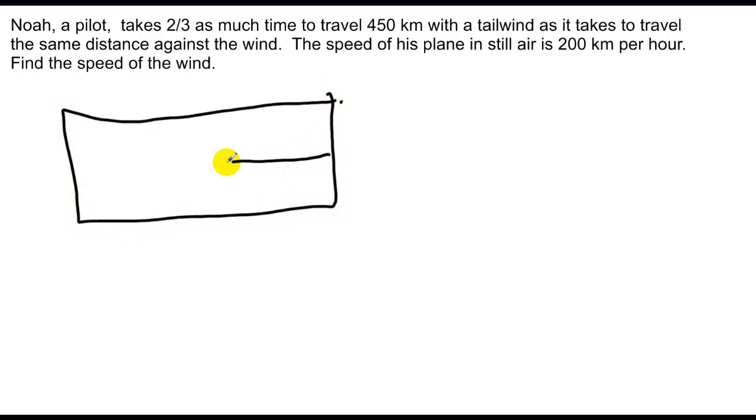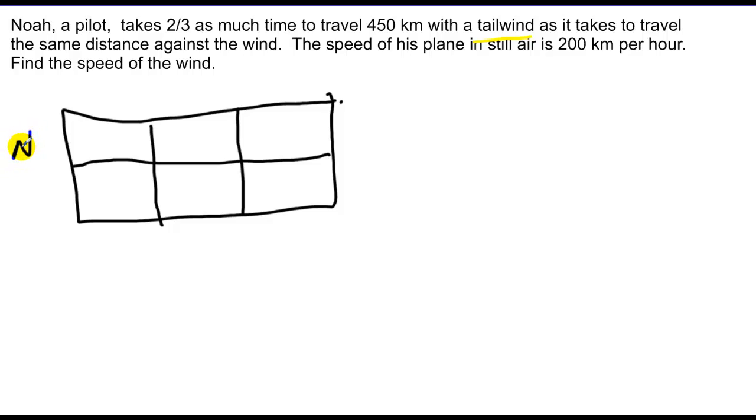And we've got Noah, who's a pilot, takes 2/3 as much time to travel 450 miles with a tailwind. That's going to be important. We've dealt with tailwind and headwind problems before, as it takes to travel the same distance against the wind. And if the speed of the plane in still air is 200 miles per hour, find the wind speed. Alright, so this is a headwind tailwind problem, which is also going to bring a couple variables possibly into this problem. May not, but we'll take a look at it.